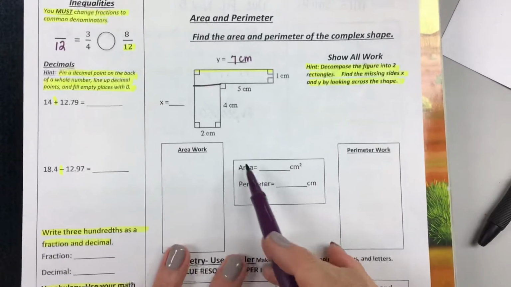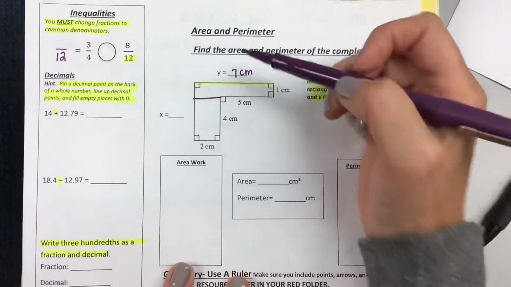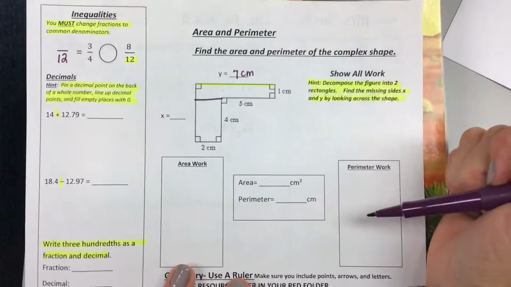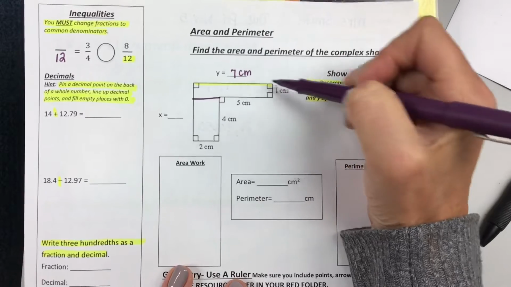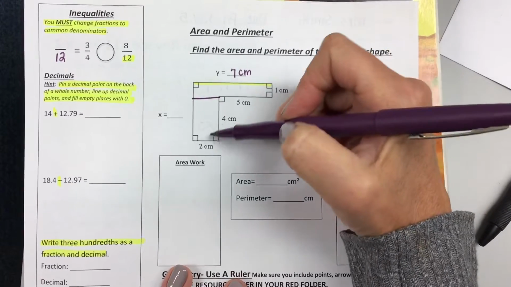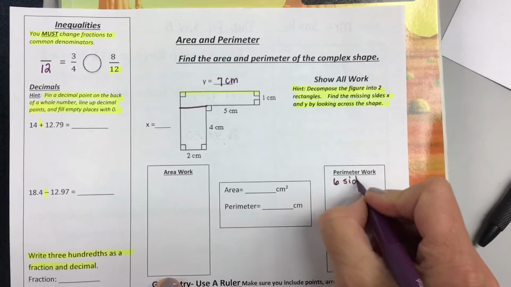You should be able to find the area and perimeter on your own. Let's do one more thing. Let's count how many sides there are so that we know how many sides we should be adding when we find perimeter. 1, 2, 3, 4, 5, 6. Go ahead and write that little hint right here.